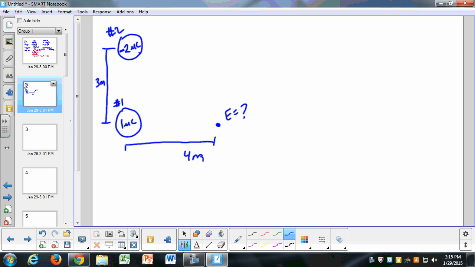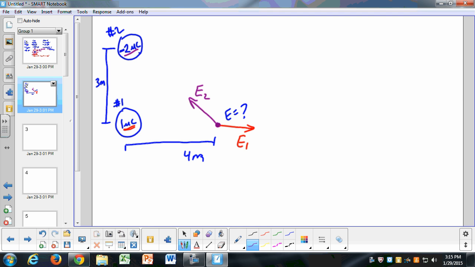First I want to label my vectors. The electric field due to this charge: I imagine a positive charge right here, and I ask myself, what would be the direction of the force that it would feel? It would feel a force that would be repulsive. And so E1 is in that direction. And then E2, I put a positive test charge there, and I ask, what would be the direction of the force due to this charge? Attractive or repulsive? It's an attractive force, so that's going to be E2.